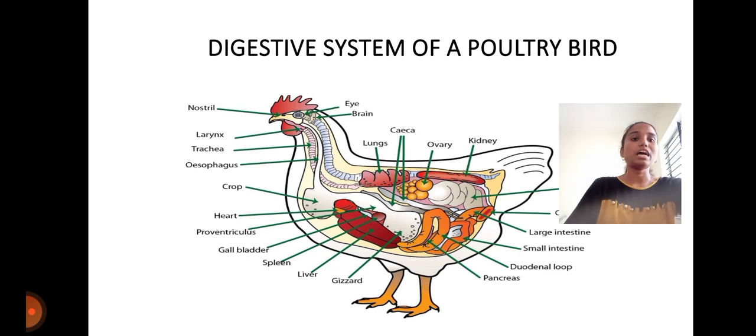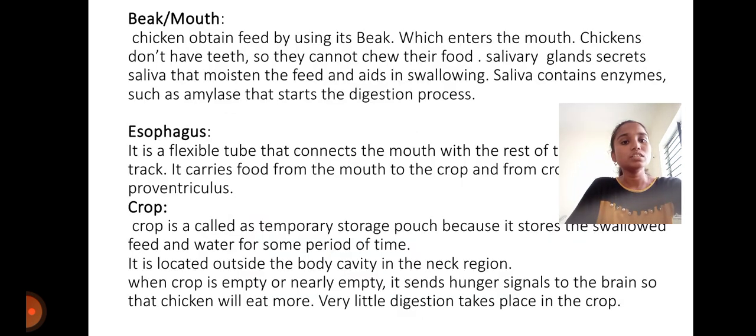Next we have the digestive system of a chicken. First we have the beak or mouth. Chickens obtain feed by using their beaks. They have salivary glands that secrete saliva, which moistens the feed and aids in swallowing. Next we have the esophagus, a flexible tube that connects the mouth and the rest of the digestive tract.